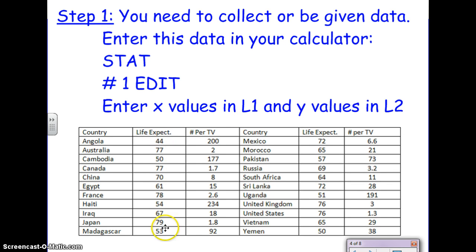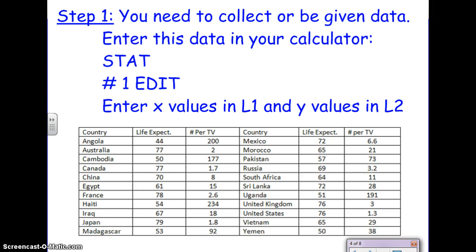Since your life expectancy is listed first, usually the variables that are listed first are going to be our x values. It's also what is kind of our set, right? Our independent variable. So we're going to say our life expectancy is our independent variable. And we're going to say that the number of people per TV is going to be our dependent variable.